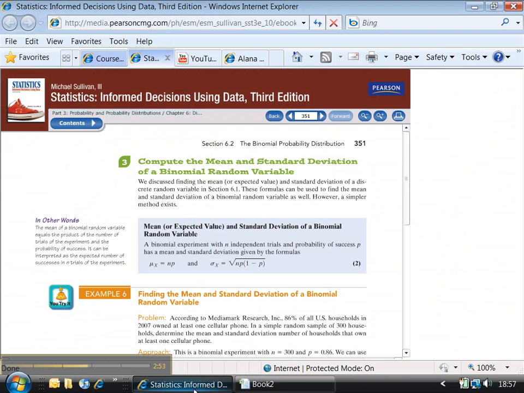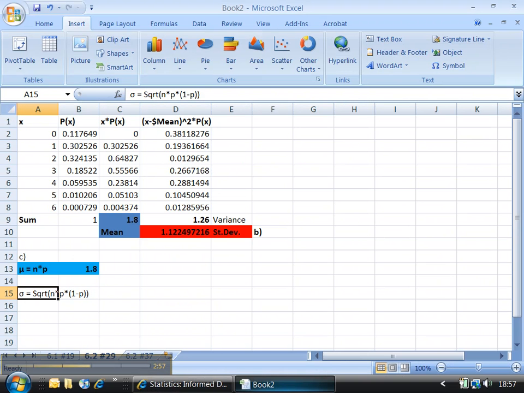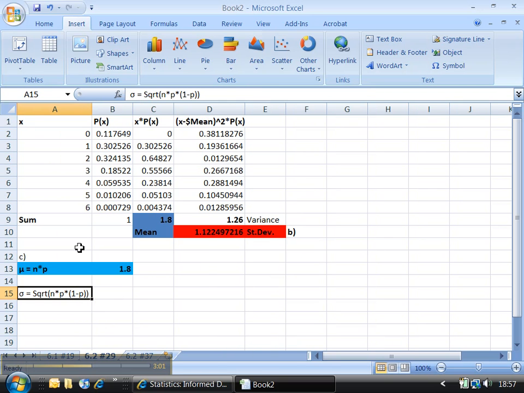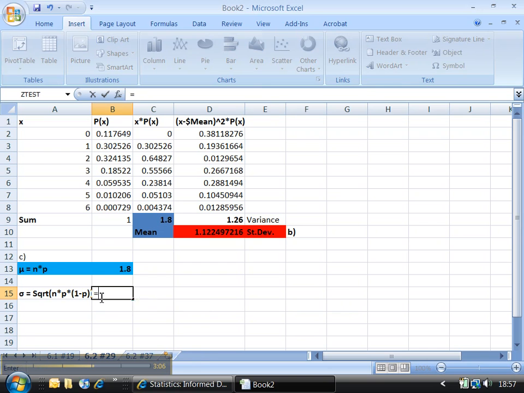If you don't believe me, there it is, right? Square root of n times p times 1 minus p. I do know what I'm talking about. I'm going to make this column bigger so I can see it. Alrighty, so let's type it. Equals square root, parentheses, n, which is 6 for us, times p, which was 0.3, times 1 minus p. Now if you want, you can do parentheses 1 minus 0.3, or you can just do it in your head, right? It's got to be 0.7 because that way they make 1 total.